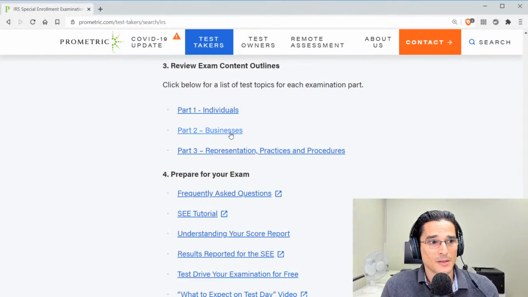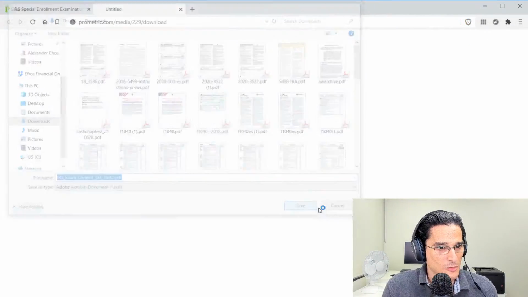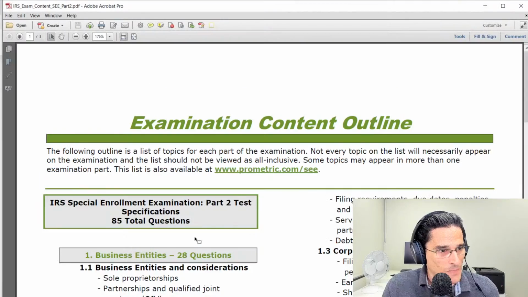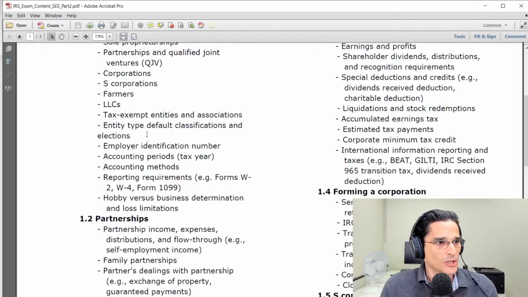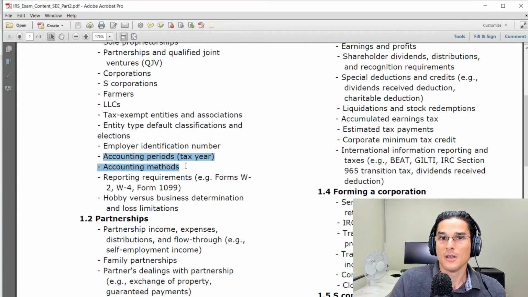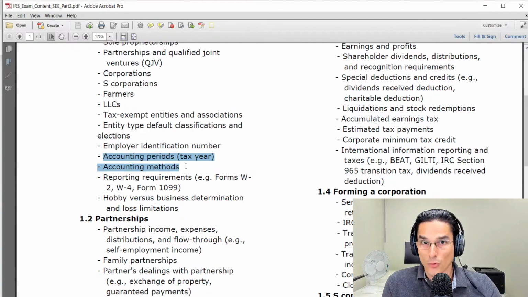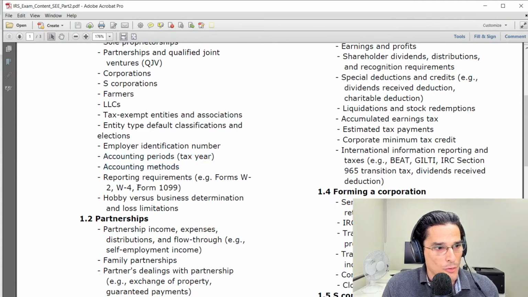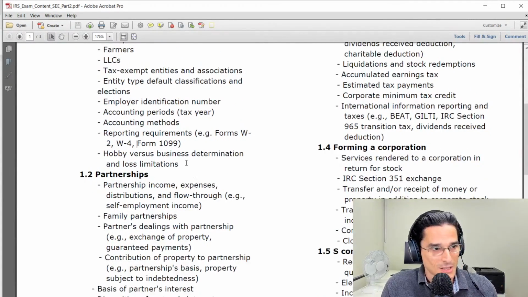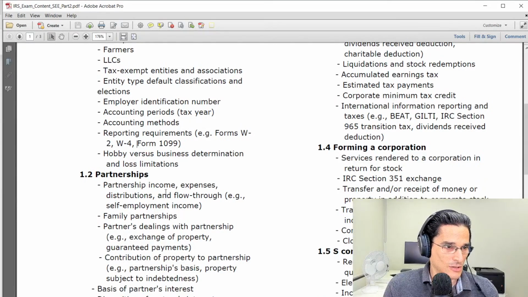Now, let's look at part 2. This is where the accounting will be more useful, and here's why. We're looking at sole proprietorships, partnerships and joint ventures, corporations, S corporations, LLCs, tax-exempt entities and associations, accounting periods in terms of tax years, accounting methods. You're going to learn about the cash method, accrual method, hybrid methods, all this different stuff. Reporting requirements, hobby versus business determinations, loss limitations.